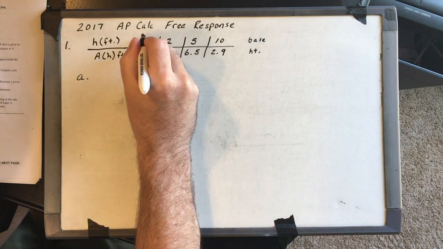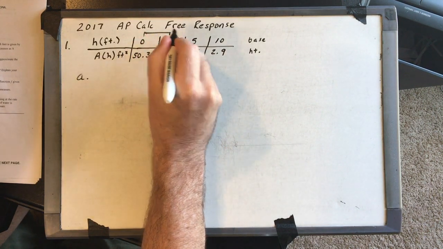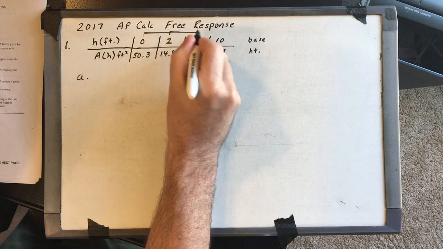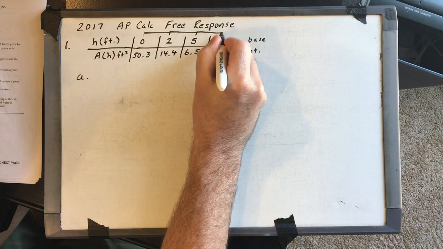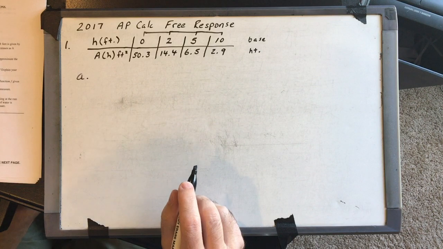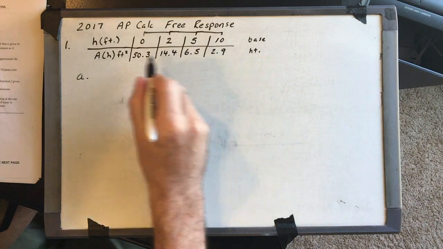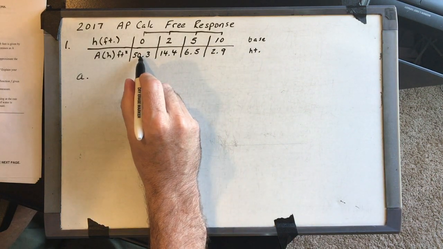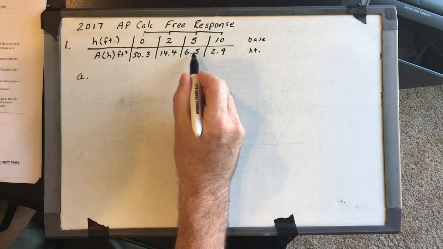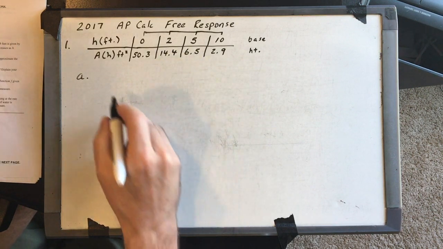Okay, so we're going to have 3 rectangles. That'll be the first one. That'll be the second one. That'll be the third one. And we've got to use the left height. So our first height will be 50.3, our second will be 14.4, our third one will be 6.5.